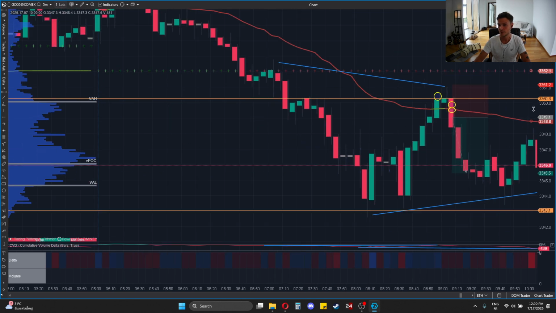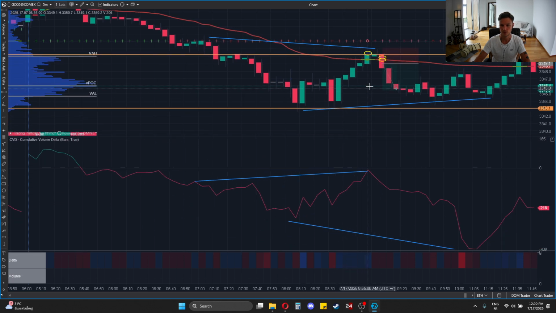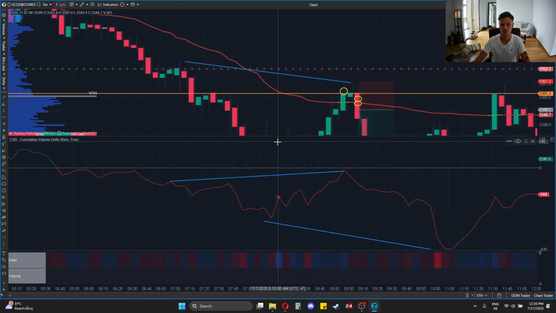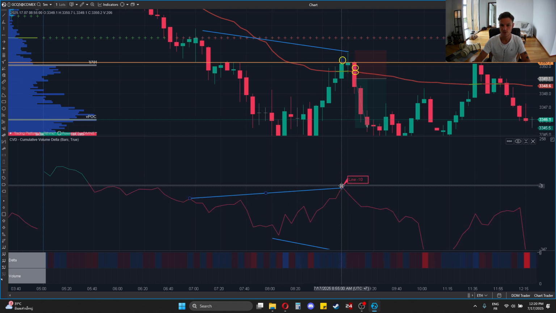Last thing, very important that we had here. What's this blue line here? Well, we have a CVD divergence, and I love to see that. That was a great confirmation for me too. So from this high to this high, we are making a lower high on price action, but we are making a higher high on CVD. From here to here, from here to here.